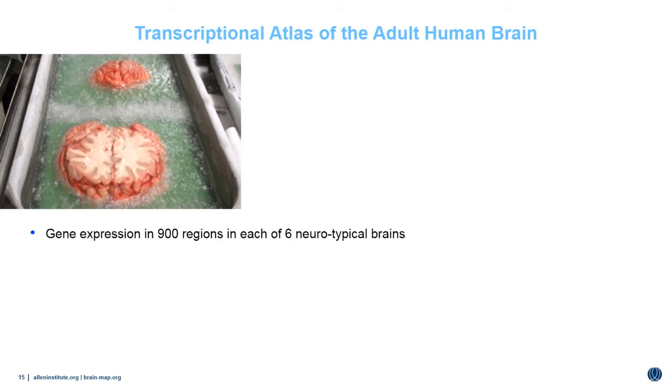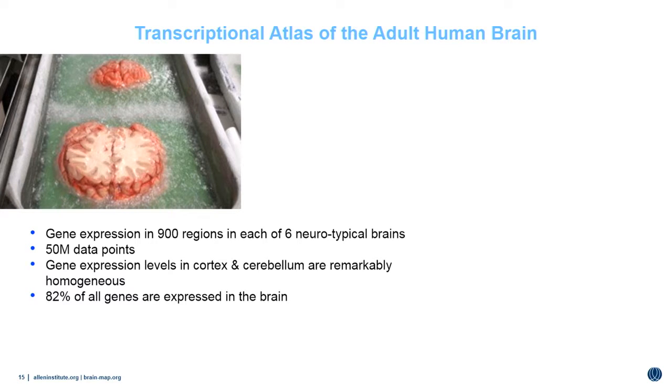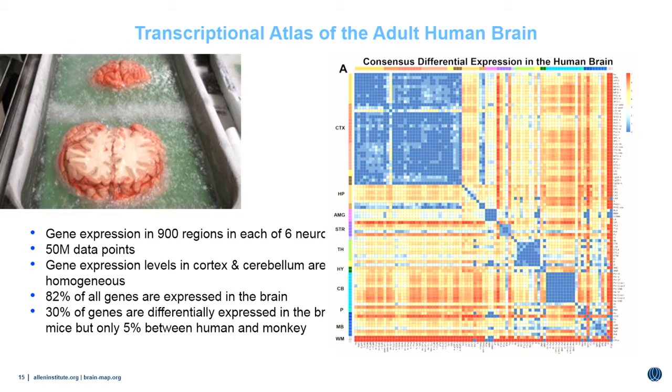In the human, of course, as you all know, we have this large-scale human transcriptional atlas, where we did roughly 1,000 location microarrays in 6 neurotypical brains, where we can look at the gene expression. We just have this beautiful vignette online. I really would urge you to look at it. You can just look at the website. What you see there is essentially the comparison. This is over 6 brains, the consensus.